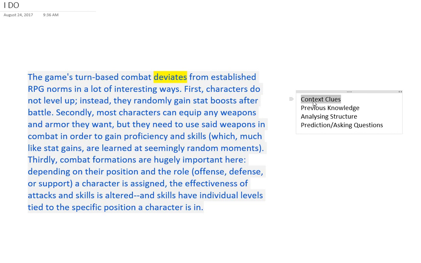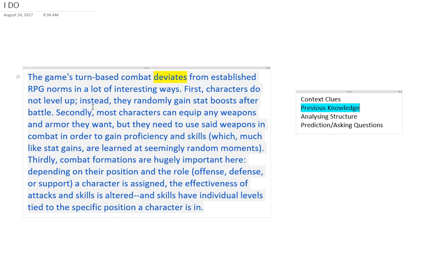First, characters do not level up. Instead, they randomly gain stat boosts after battle. Secondly, most characters can equip any weapons and armor they want, but they need to use said weapons in combat in order to gain proficiency and skills, which, much like stat gains, are learned at seemingly random moments. Okay, so I'm actually going to deal with another strategy here, which is previous knowledge.